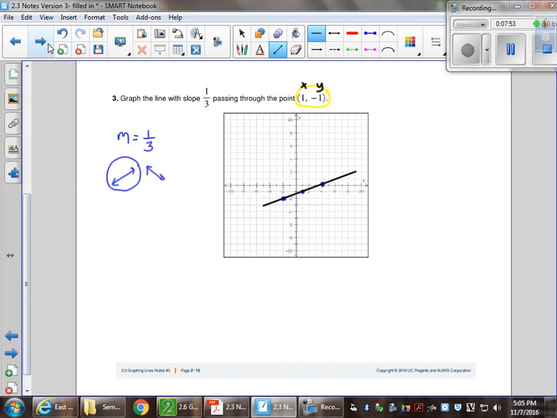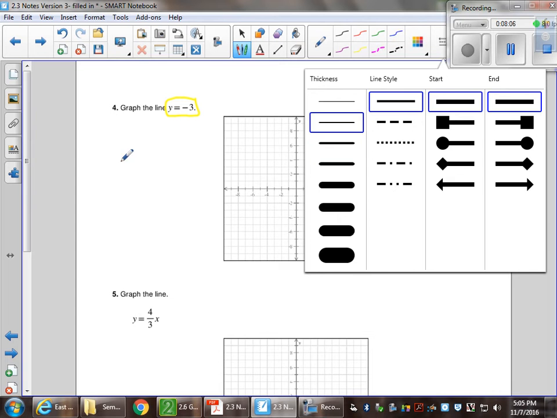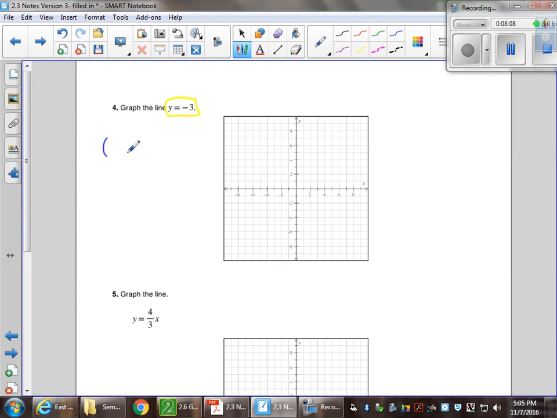And that's it for number 3. Number 4, graph the line y equals -3. This is the equation of a line, but it is a special case. Now, you do not need to memorize, is this horizontal or is this vertical? We're going to actually just create 2 points and see what line it generates. So please write down 2 empty coordinate pairs. Now remember, it goes x, then y.